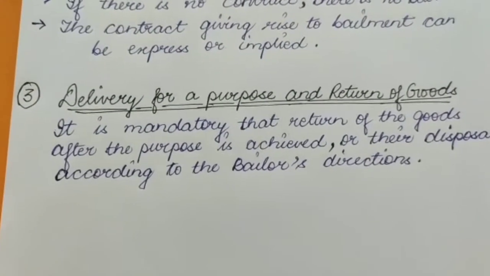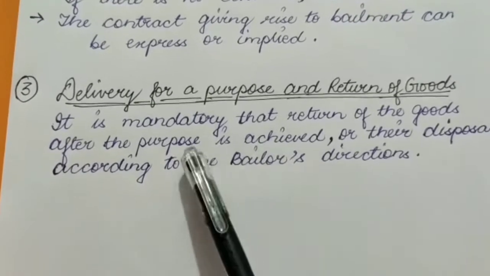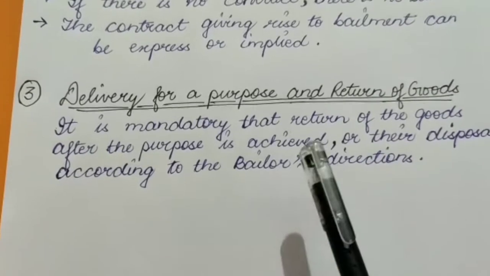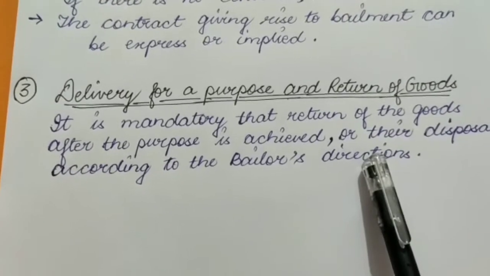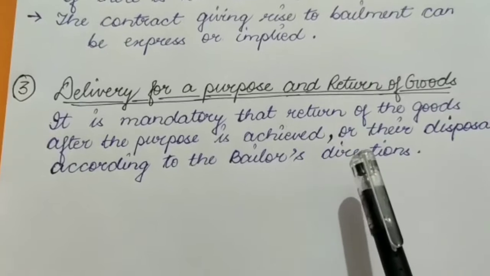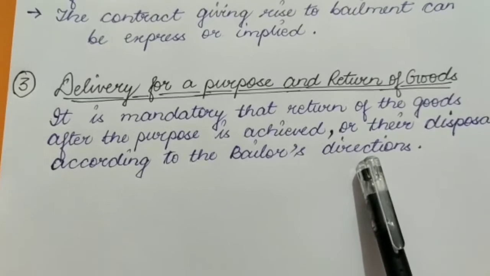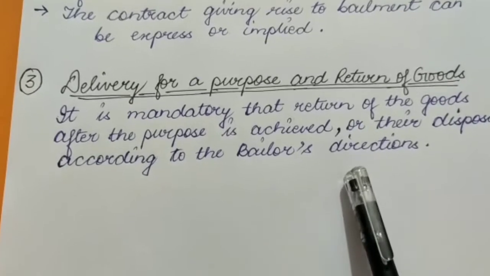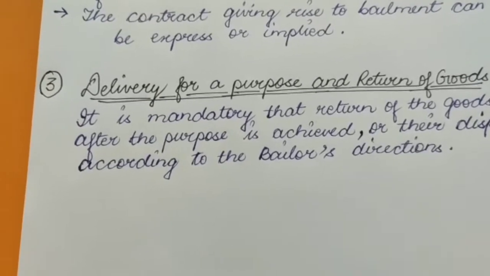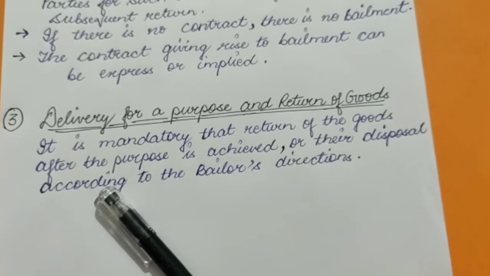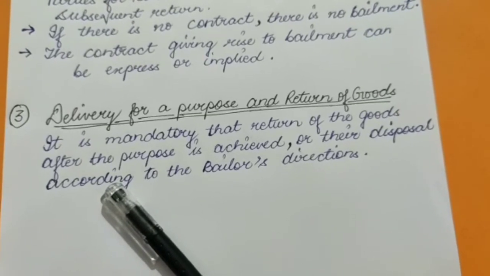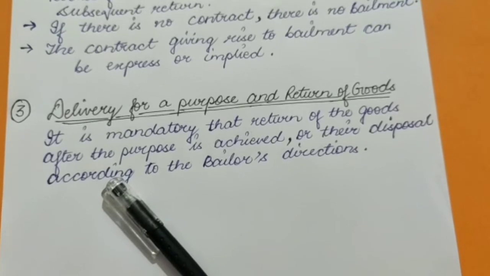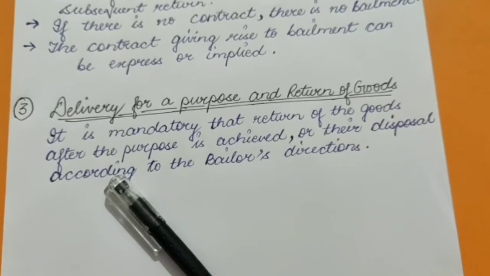So, the third essential feature of bailment is delivery for a purpose and return of goods. There has to be a purpose for the bailment of goods, and it is mandatory that once such purpose is accomplished, the goods have to be returned to the bailor or be disposed of as per his instructions. So, in the next video, we will study the duties of the bailor, duties of the bailee, rights of the bailor and the rights of the bailee, and termination of bailment.